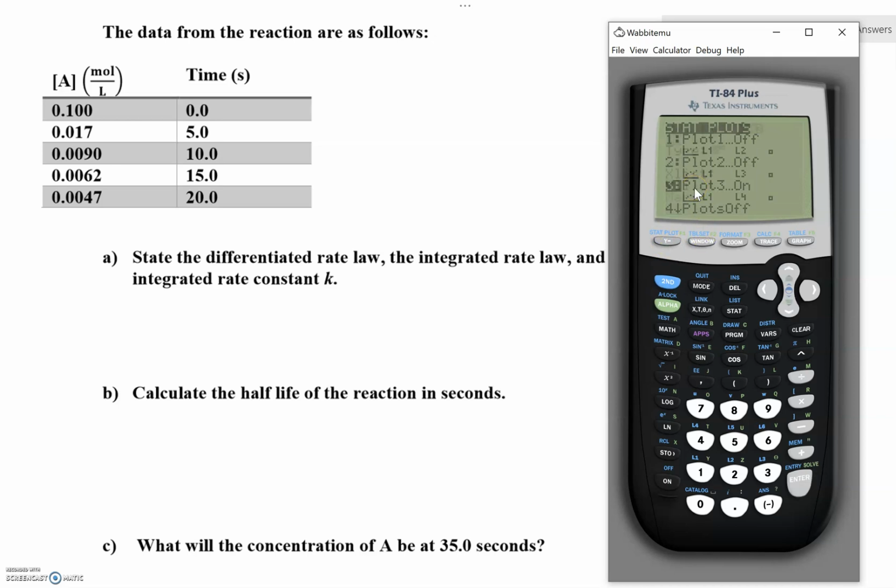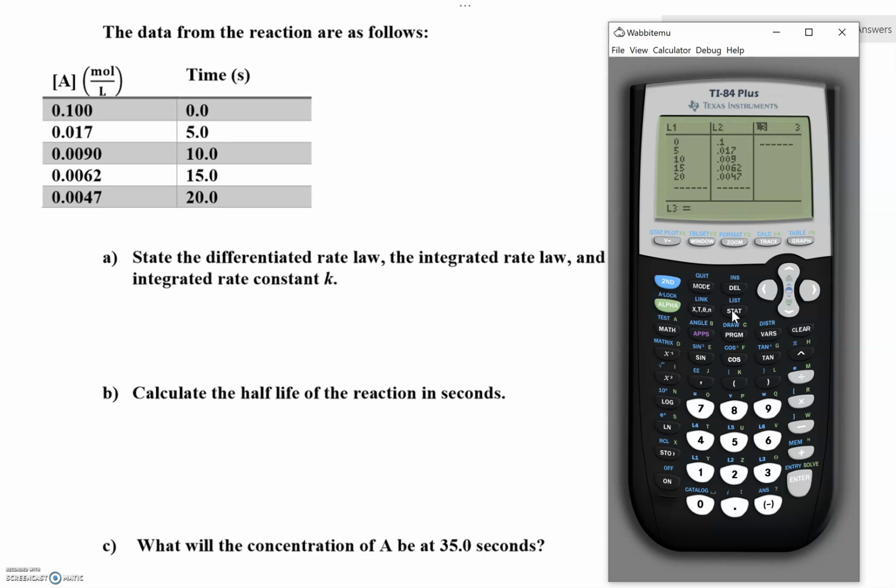So let's go up to our stat plot, and we're going to turn everything off. So let's make sure that plot 3 is off. We'll go up to plot 1 because this one is currently set up to graph L1 versus L2. We'll make sure that it's on, and we'll hit graph, and we're going to zoom to the data. Very clearly not a straight line, and as a matter of fact, that's a big jump. I'm going to make sure that I entered that data correctly. Yeah, and it looks good to me. 0.1, 0.017, 0.009. That's how the data looks, and sometimes data is screwy.